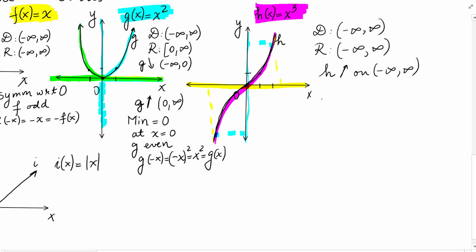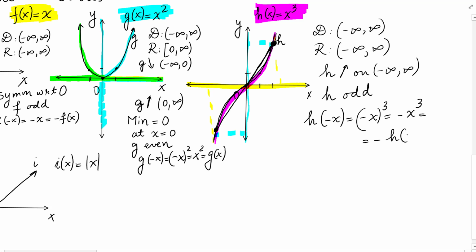Also, h is an odd function because the graph is symmetric with respect to the origin. Just pick a number from here. If I go all the way straight to the origin and then straight away, I'm going to hit the exact point on the graph of h. Or we can do h of negative x. It's negative x to the third, which is equal to negative h of x, which is exactly what being odd means as a function.